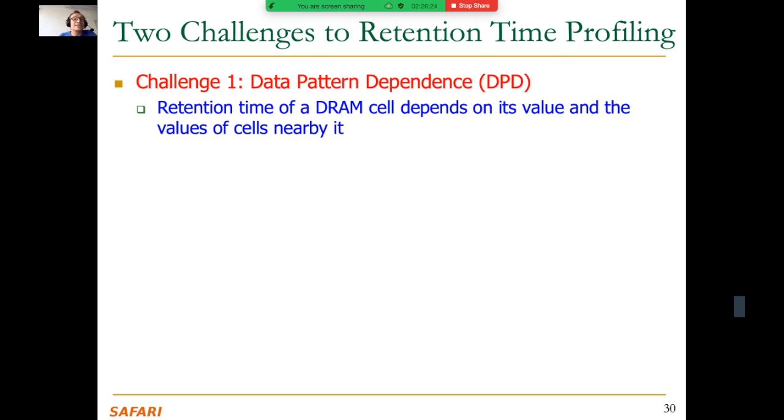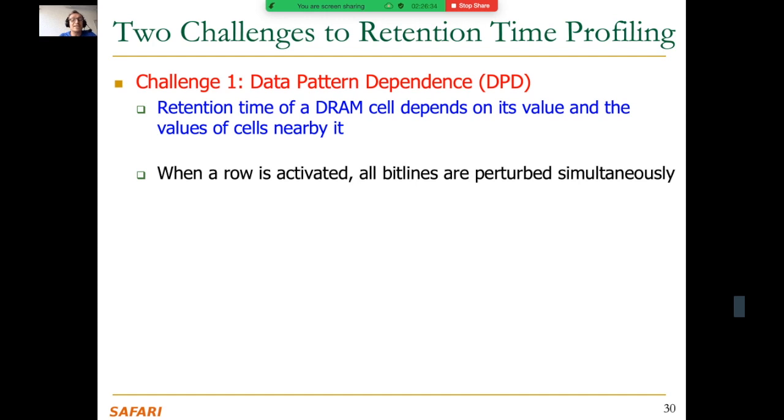It's the idea that retention time of a DRAM cell depends on its value and the value of the cells that are nearby it. And this is very fundamental. All memories have this sort of data pattern dependence issues. And why is it fundamental? Because there's interference or coupling that happens between different cells.